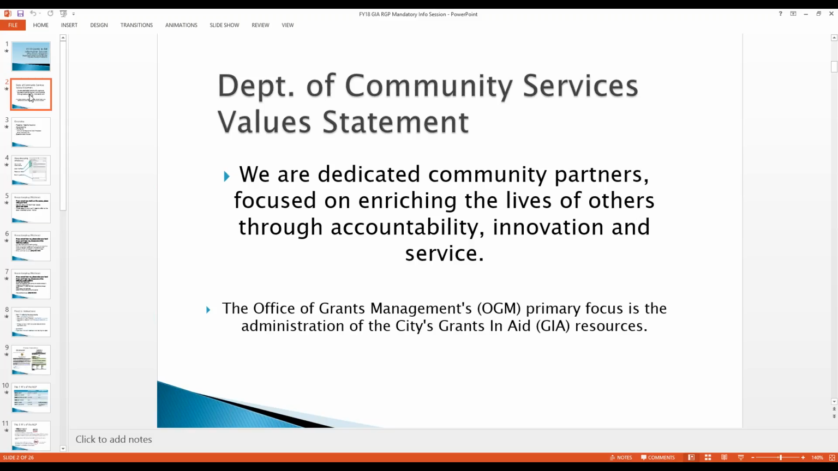Department of Community Services provides a lot of valuable services to improve the quality of life for the people of Oahu, including aging and disability resources, housing and rental assistance, workforce training, youth services, and grants, and other. And the Office of Grants Management primarily focuses on the administration of the city's grants in aid resources. So that's who we are, the Department of Community Services.